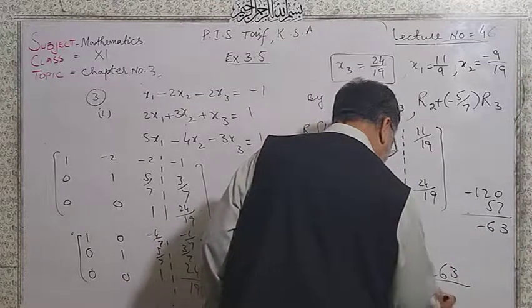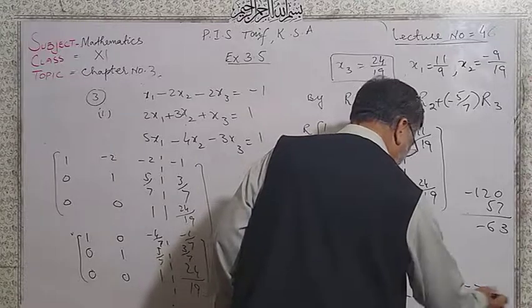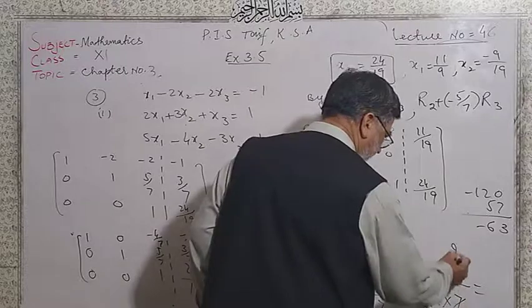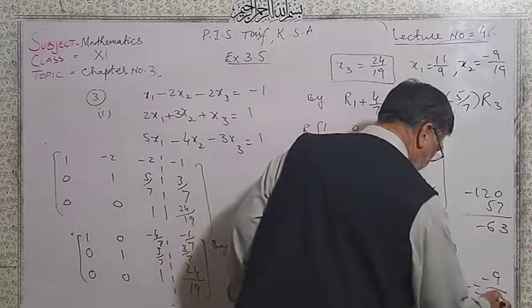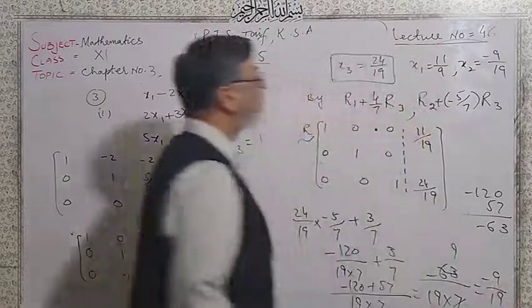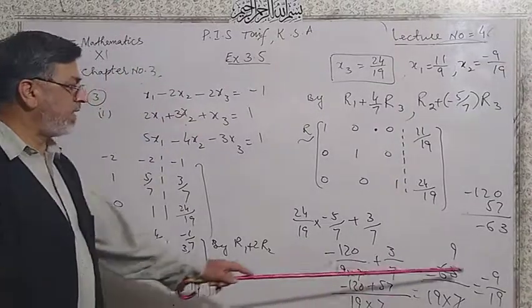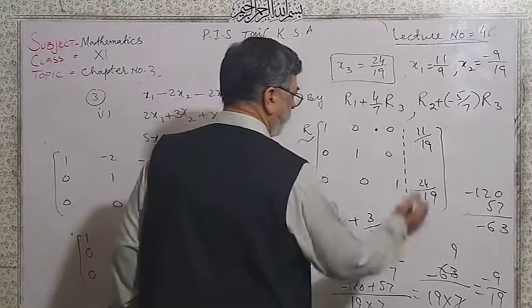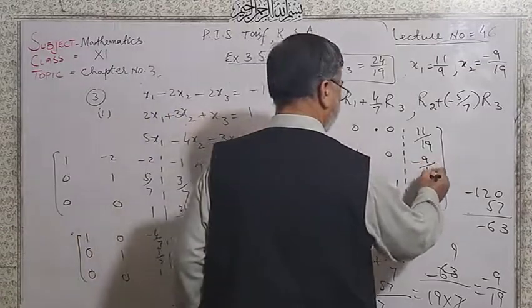Minus 63 divided by 19 into 7. What will be that? 7 nines are 63. So minus 9 over 19. Dear students, minus 9 over 19 is this one, x2. Here is minus 9 over 19.